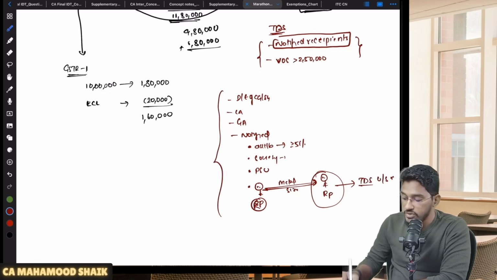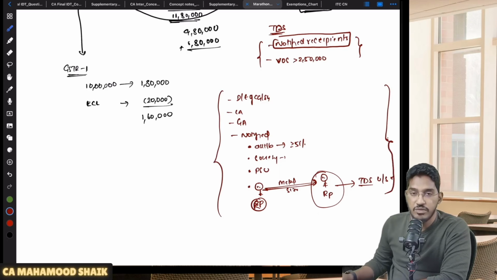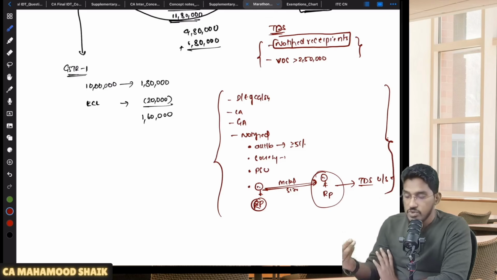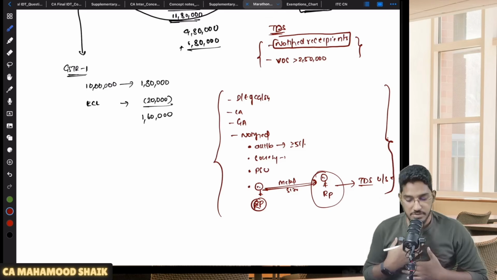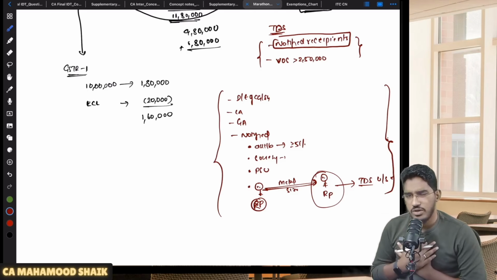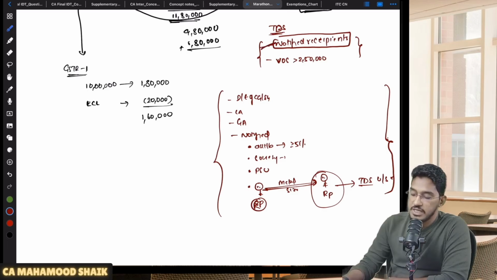So only these notified recipients are the deductors who will be required to deduct the TDS. Understood? So if I'm a normal common person, if I'm receiving supplies from another person, am I required to deduct TDS? Not required, because you are not falling under that notified recipients category. So first condition we have covered.